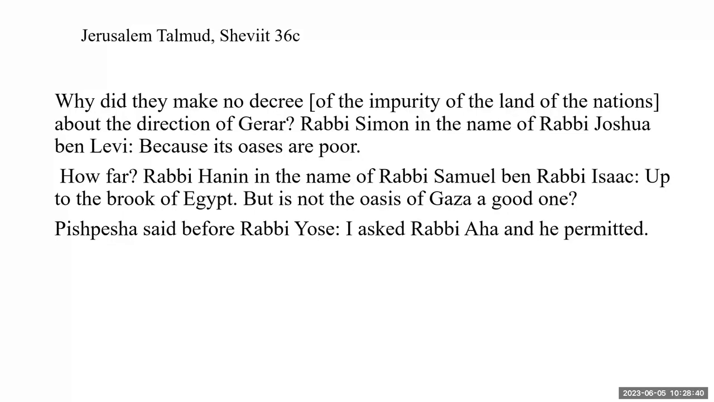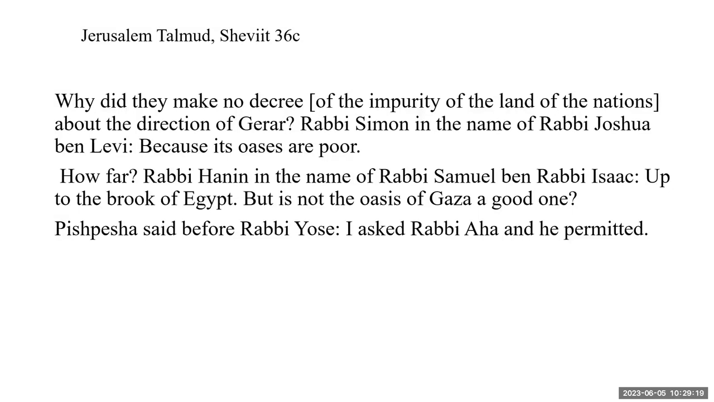Why did they make no decree about the direction of Gerar? Gerar is in the southwest corner of the land. How far? Rabbi Hanin, in the name of Rabbi Shmuel ben Rabbi Yitzchak, up to the brook of Egypt. But is not the oasis of Gaza a good one? Pishpesha, said before Rabbi Yosa, I asked Rabbi Acha and he permitted. So I'll go to the conclusion.